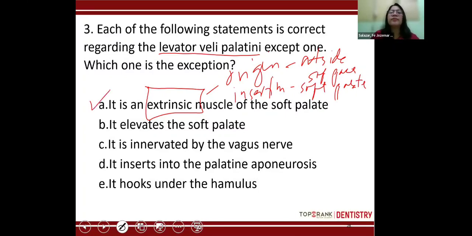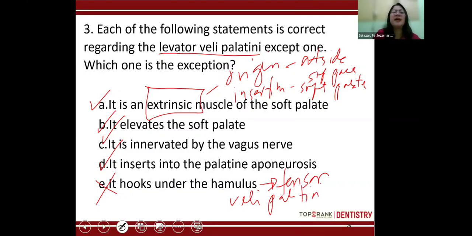So this is correct. It elevates the soft palate. Yes. It is innervated by the vagus nerve. Yes. It inserts into the palatine aponeurosis. Yes. It hooks under the hamulus. No. Why? What is this muscle? What muscle is hooked under the hamulus? Yes, very good. This is your tensor veli palatini. Okay, so number 3, the correct answer is letter E.